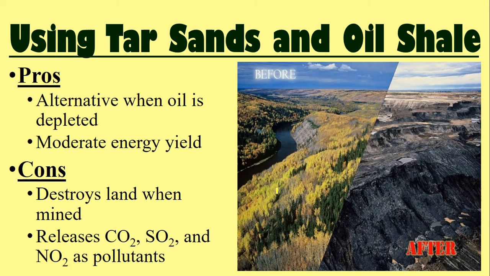You can see in the picture here, one side is what the land looked like before we started to take out the tar sands and oil shales. And again, it's still a dirty source of energy because it's going to release pollutants into the atmosphere. And that's a whole other topic when we talk about climate change.